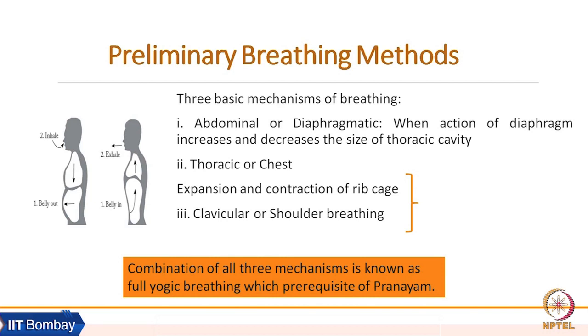breathing methods. So, there are three types of breathing methods: abdominal or diaphragmatic breathing, thoracic breathing, and clavicular or shoulder breathing. Abdominal breathing happens when the action of the diaphragm increases and decreases the size of the thoracic cavity. The diaphragm is a muscular structure which is right below the ribs, and that creates a boundary between the ribs or the thorax and our stomach.